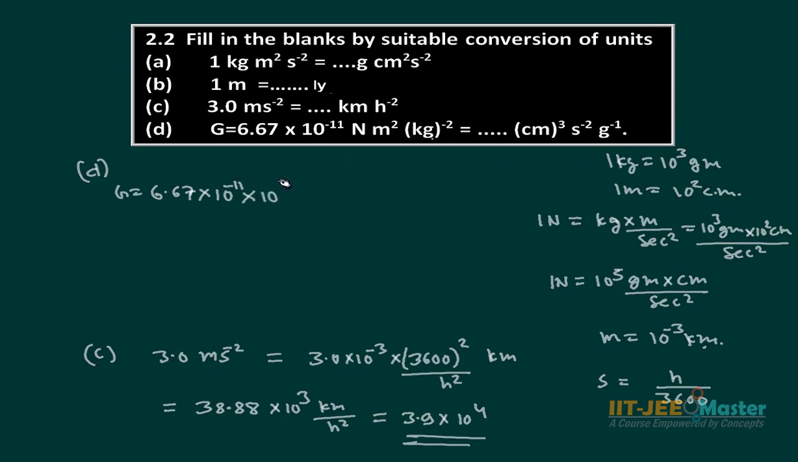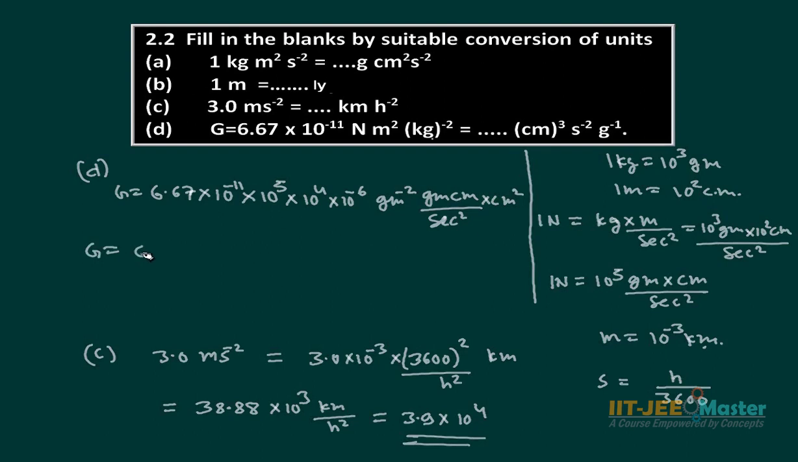So writing the values, 6.67 into 10 to the power minus 11. Newton comes out to be 10 to the power 5, and I will write the unit here, gram centimeter per second square. This is for the Newton. Then meter square, that is square of 10 to the power 2, so 10 to the power 4 and centimeter square. Now kilogram to the power minus 2, that means we have to invert this here. That will be 10 to the power minus 6 and gram to the power minus 2.